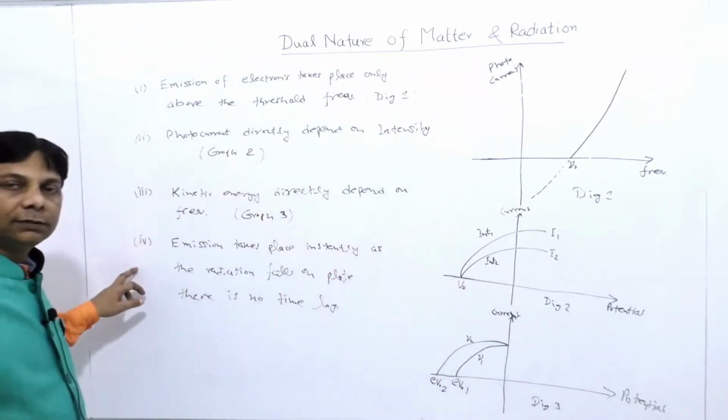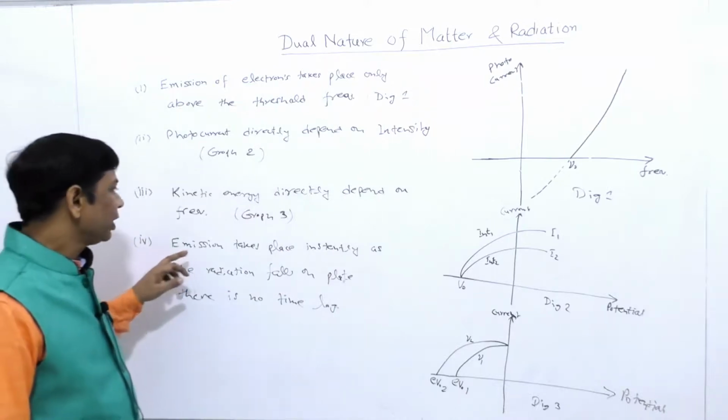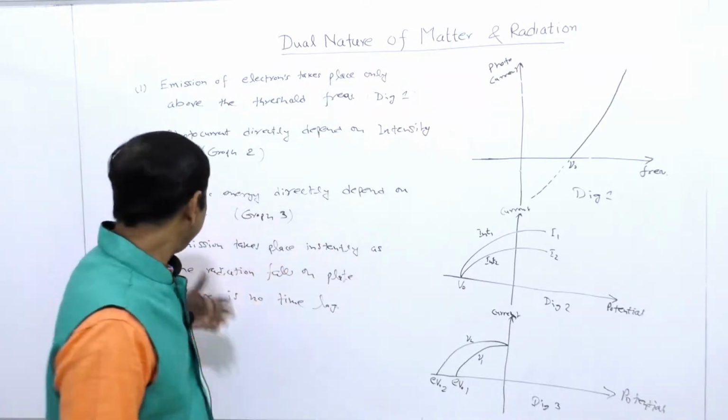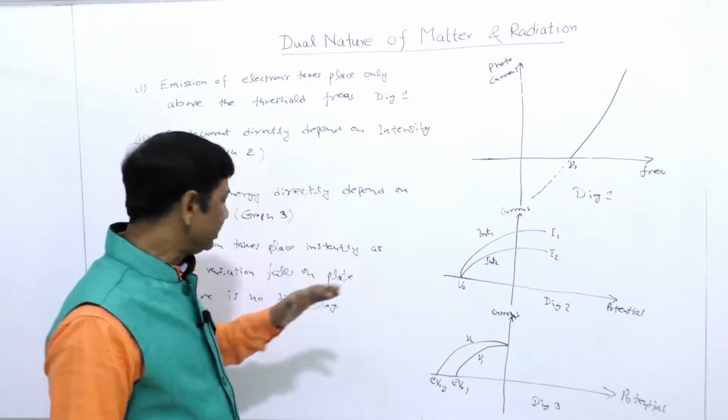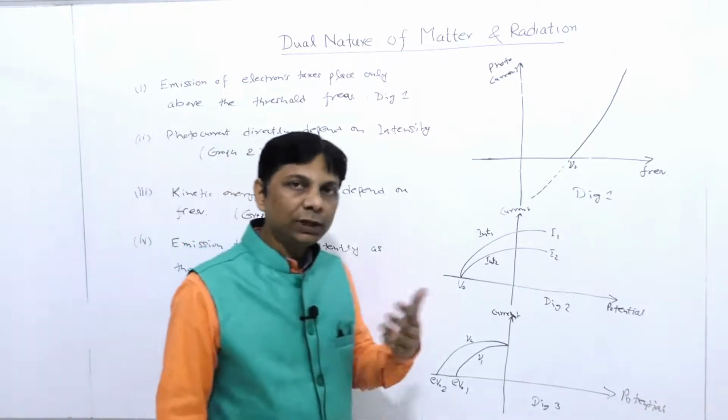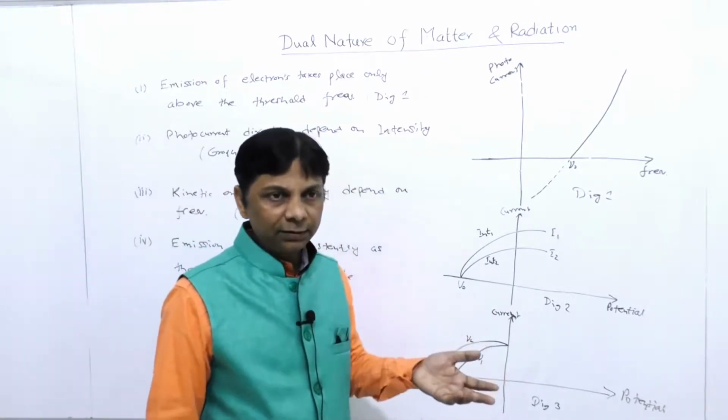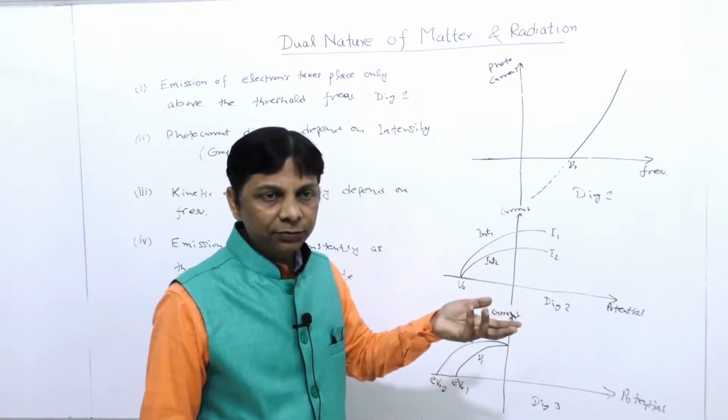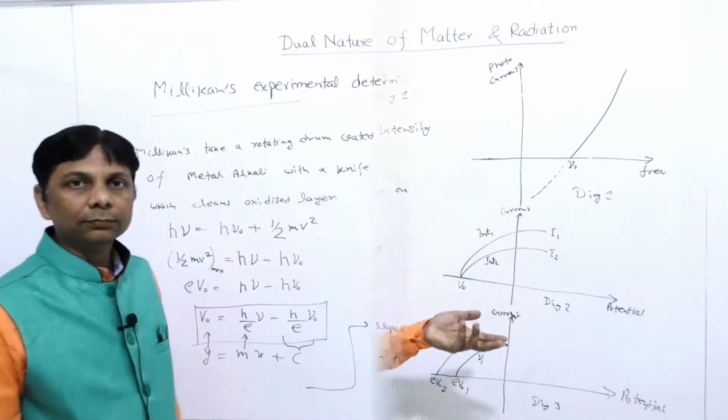And in the last photoelectric law, emission takes place instantly as the radiation falls on the metal plate. There is no time lag. That means instant emission of electrons takes place.